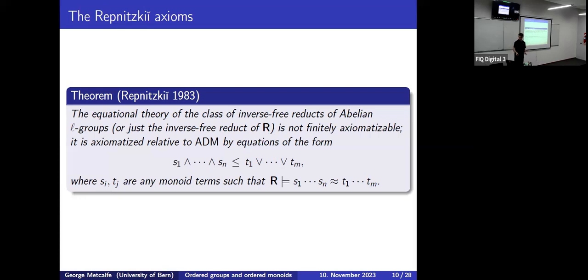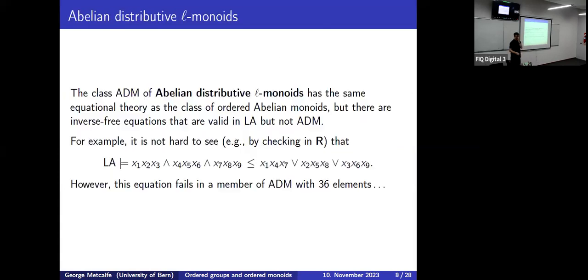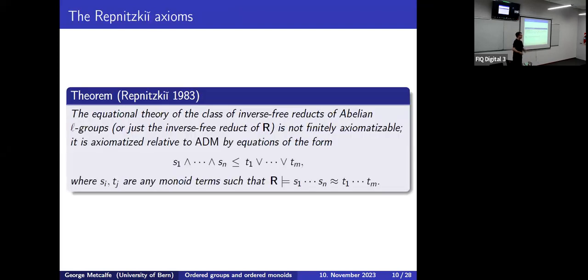And we've seen an example already, this 9-variable inequation, because you can see if you multiply the things on the left, you get x1, x2, x3 up to x9. And on the right, you get a permutation of this, x1, x4, x7, and so on. And if you take all of these equations, then you get an axiomatization, but of course it's infinite.